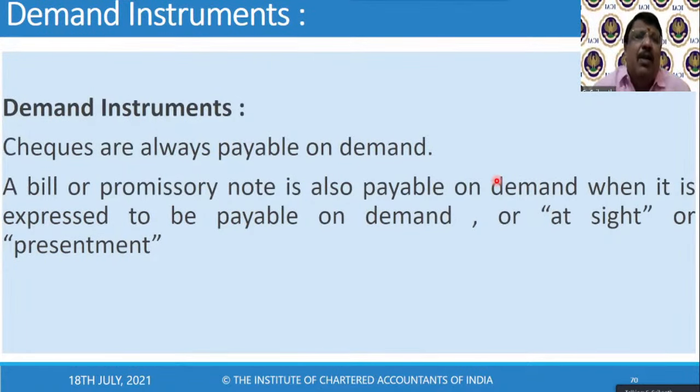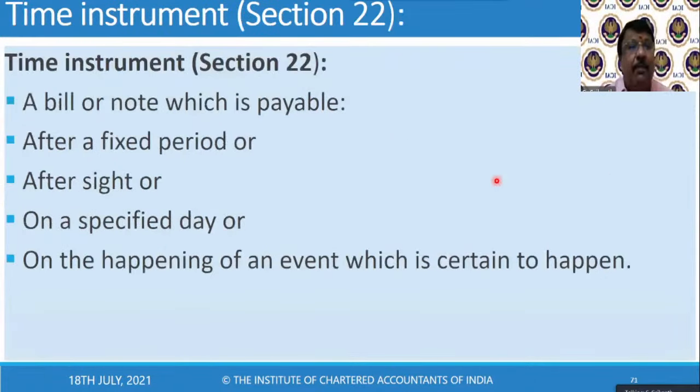Checks are always payable on demand. You can't make a check payable at sight, after sight and all. But a bill or a promissory note will normally be payable on demand. If nothing is mentioned, the presumption is that it is on demand. It may be expressed as payable on demand, at sight or on presentment. So three expressions are there: on demand, at sight or on presentment. That means I show it to you on sight, you have to pay. It's on demand. Whereas time instruments are there.